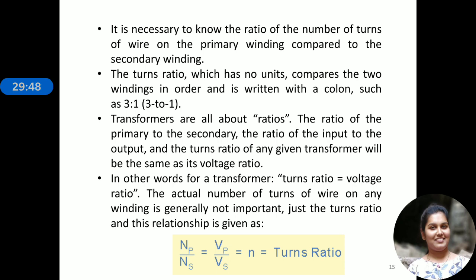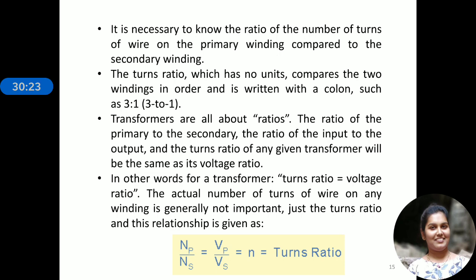Just the turns ratio, and this relationship can be given as NP by NS will be equal to VP by VS. As we know, what is NP? Number of turns on the primary winding. NS, number of turns on the secondary winding. VP is nothing but the voltage on the primary winding. VS is nothing but the voltage on the secondary winding, and it is indicated by letter small m, and we call this expression the turns ratio.